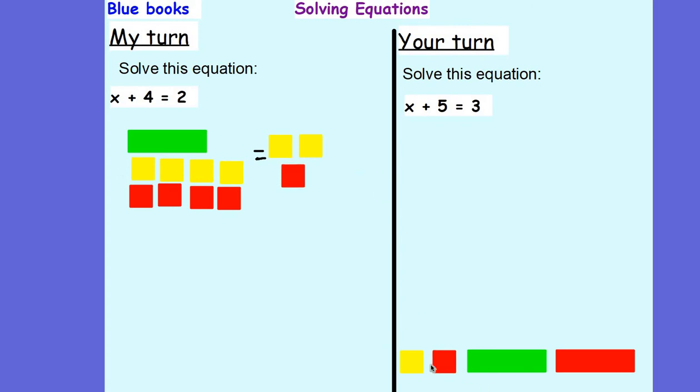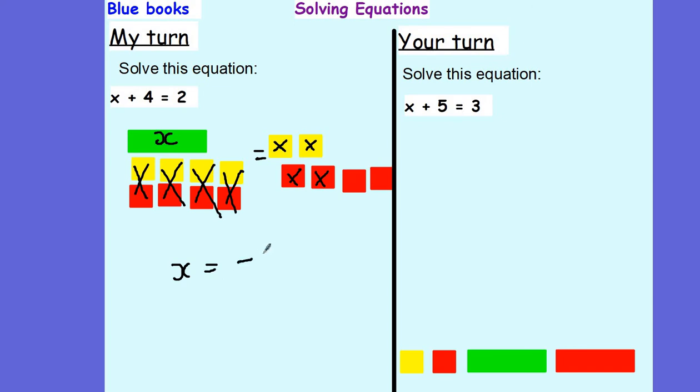But whatever I do to one side, I need to make sure I do exactly the same thing to the other, so both sides remain equal. If I cancel out my 0 pairs, like so, I'm left with my green rectangle, X, is equal to 1, 2, but negative 2 this time, because each of the red squares means negative 1.